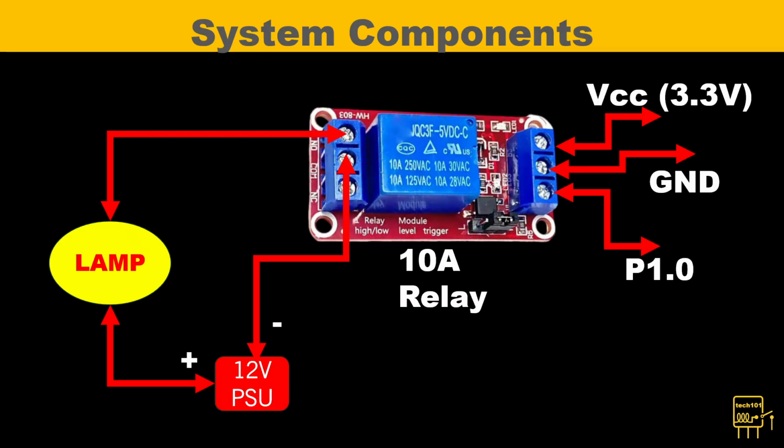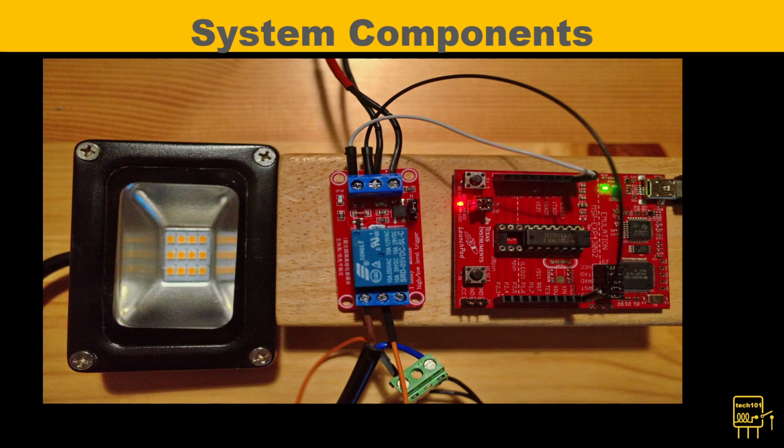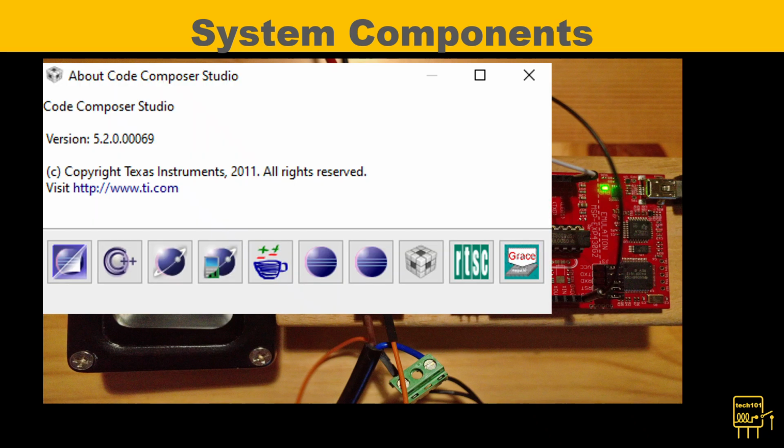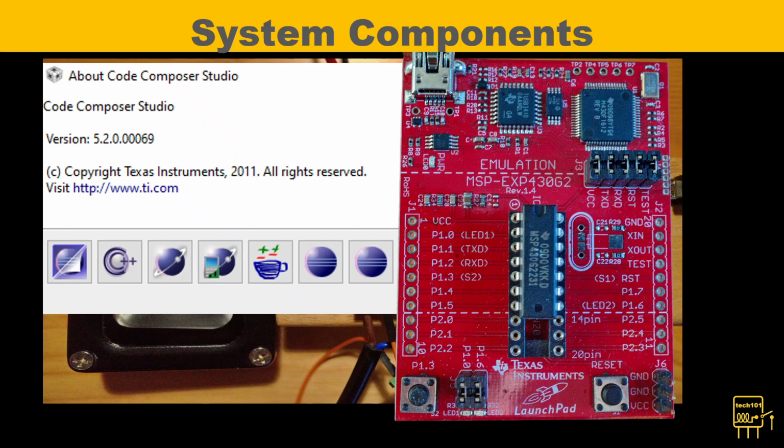An off-the-shelf cheap $5 relay module has been used, which is perfect for this application. It is specified for 5-volt operations but works on 3.3 volts, which is the power supply rail of the MSP430G2ET microcontroller. The hardware setup consists of a test rig as shown in the image, alongside the Texas Instruments Code Composer software IDE version 5.2. The Code Composer IDE connects to the target Launchpad board EXP430G2 via USB connection.